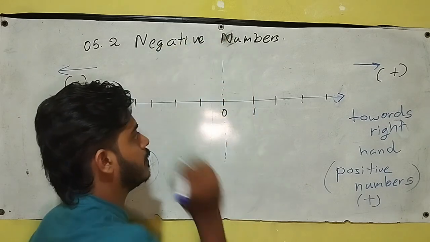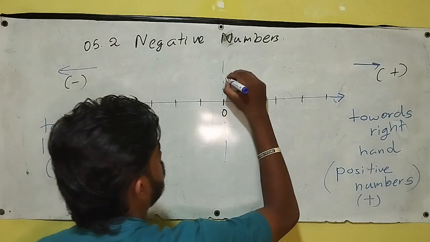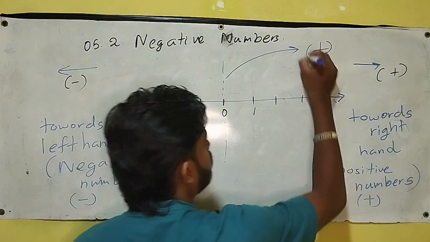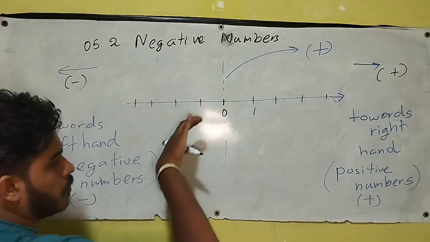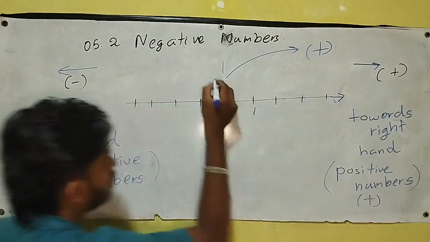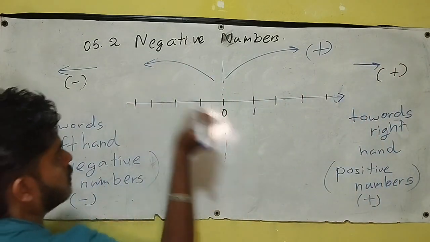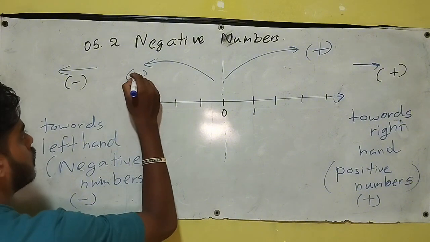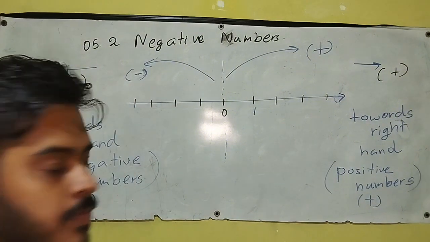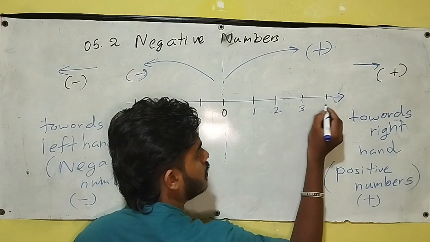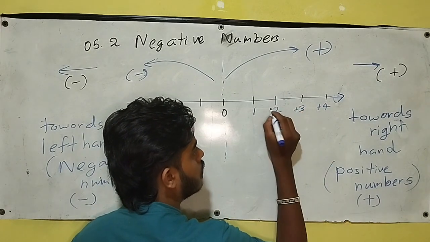This is the beginning line. Towards these, what? From the beginning line, to the right hand side, positive. Left hand side, negative. You have to remember this, very easy. 0, 1, 2, 3, 4. These are all positive.